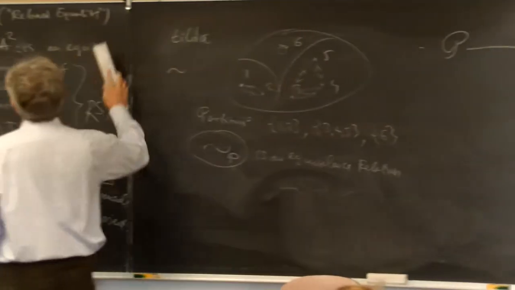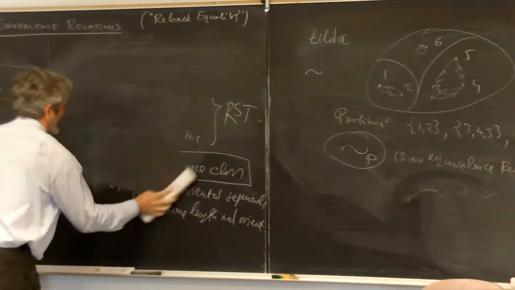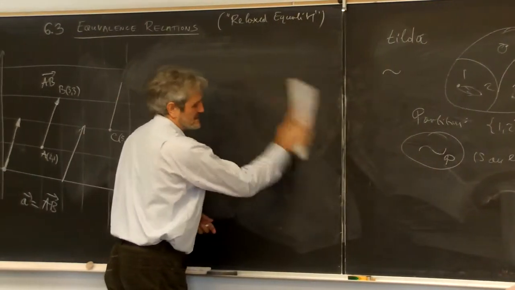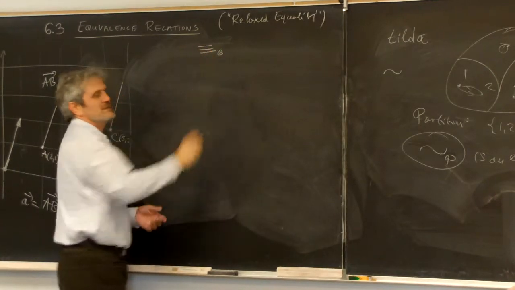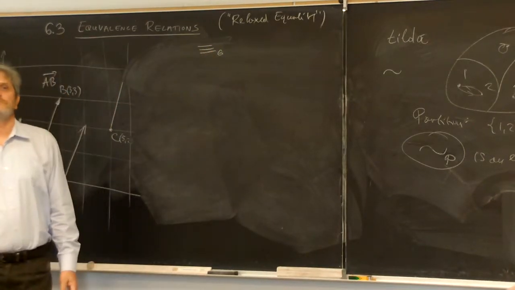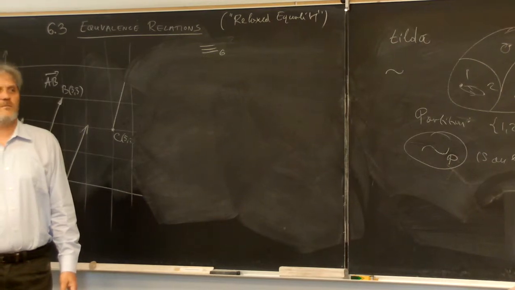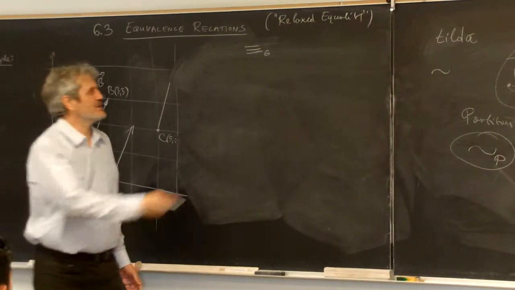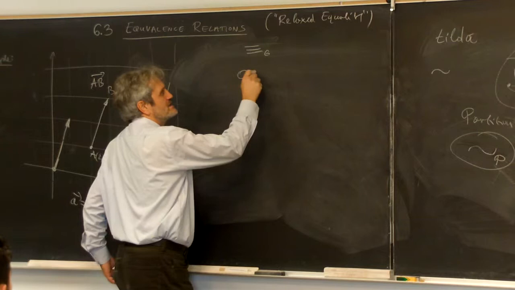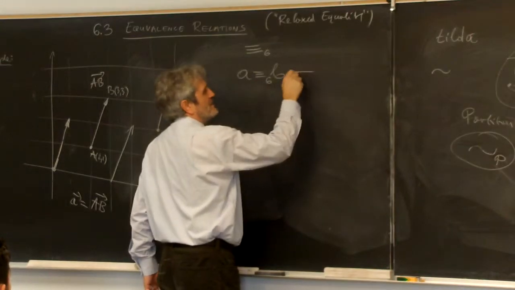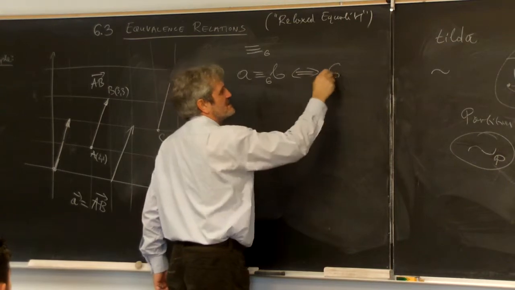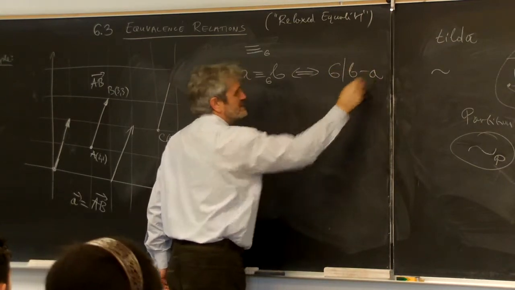Instead of doing this, I will recall the story that we did last time, which is congruence modulo 6. Do we remember that? How was that relation? a is congruent to b modulo 6 if and only if 6 divides b minus a, or a minus b, which is the same.